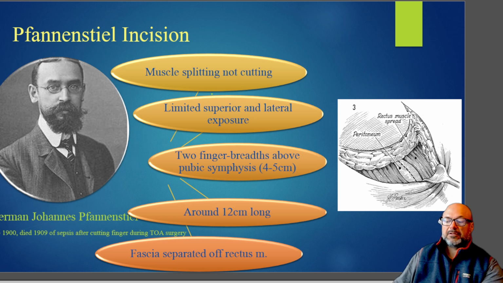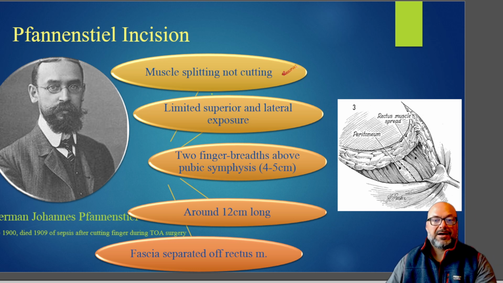So let's talk about Pfannenstiel. It's a muscle splitting, not a muscle cutting incision. That's important. It does have somewhat limited superior and lateral exposure. So if you're working right on the uterus, great visualization. If you need to get way out to the side, or again, big uterus, you need to get higher up, it can be very limiting there. Again, start about 2 finger breadths, I would say 2 to 3 centimeters above the symphysis, not as much as 4 to 5. Around 12 centimeters long is a typical length for Pfannenstiel.